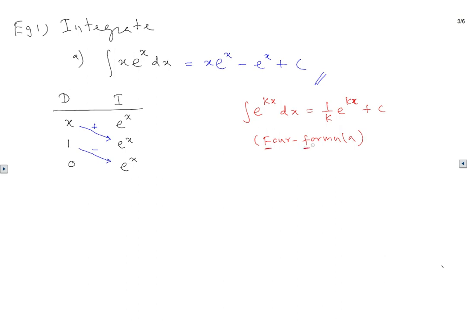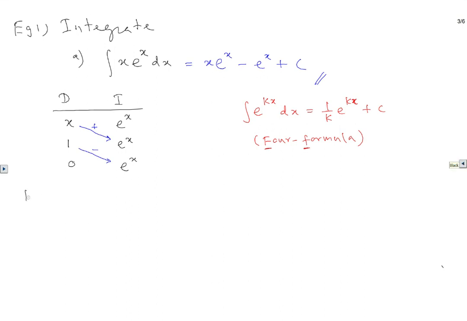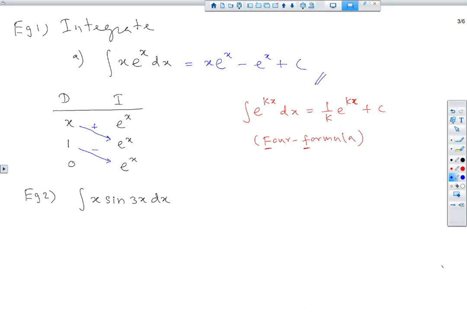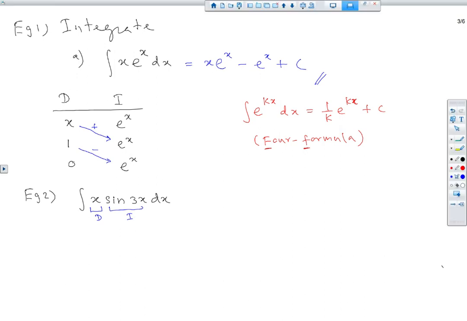Okay, good. So let's do one more example. I hope this is very clear. Let's do example number 2 with a trig function. How about we integrate x sine 3x dx. Again, after you get the integral, you want to figure out which one you're going to pick for D and which one for I. In this case, it is clear that you have to pick D as x and integrate sine 3x, because whatever we pick for D is the one that becomes simpler when you take the derivative. So that's the argument.